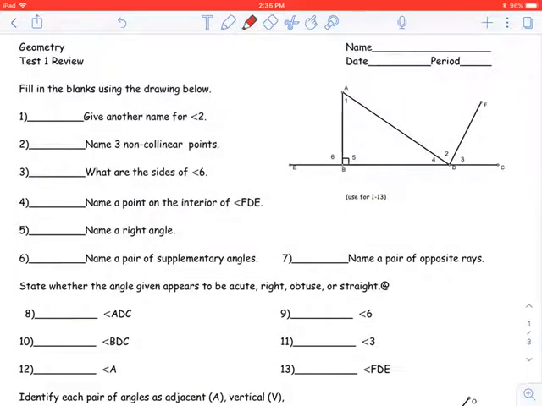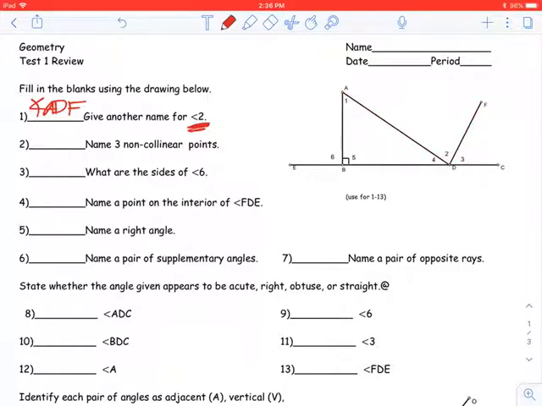So start off with give another name for angle 2. Remember, with angles, we want to label or name it with the vertex in the middle, but we probably need 3 letters. Angle 2 is right here. Angle 2 is ADF. D is in the middle because it is the vertex, and the other 2 are out there. So ADF, or you could also say FDA because the order doesn't matter there.